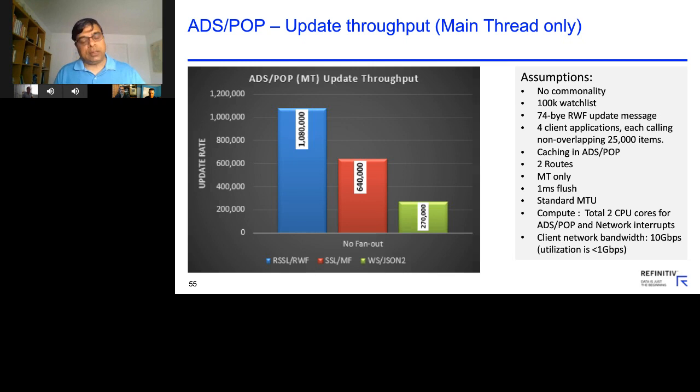And if the main thread is doing the conversion to market feed, then it's 640,000 updates per second. If it is doing the conversion to JSON to WebSocket, then it's 270,000. So that's one set of data that we have for the POP configured with nothing but the main thread.